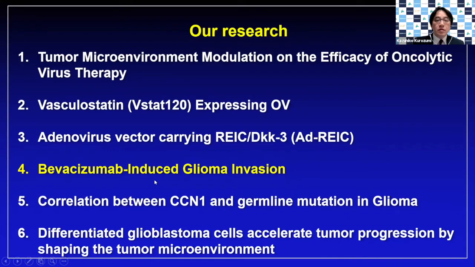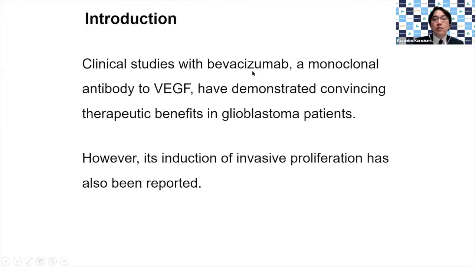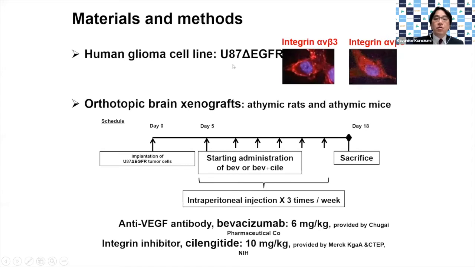The next study we did at Okayama University, on bevacizumab. Clinical trials have demonstrated convincing therapeutic benefits in glioblastoma patients. However, its induction of invasive proliferation has also been reported. So we used U87 delta EGFR tumor cells in athymic rats and athymic mice. We made a tumor model, then injected bevacizumab.